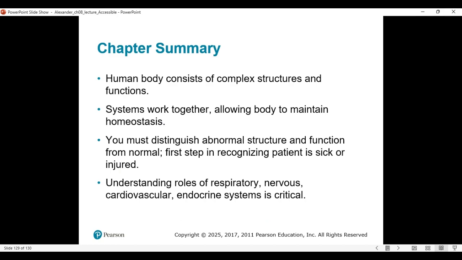I know we went fast. Like I said, this is a review, but please read this chapter. There's a lot to this chapter, a lot of chemistry in there. So please read it. If you never listen to a word I say, please do that.